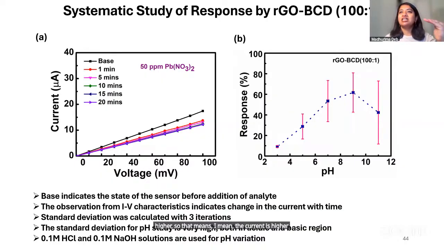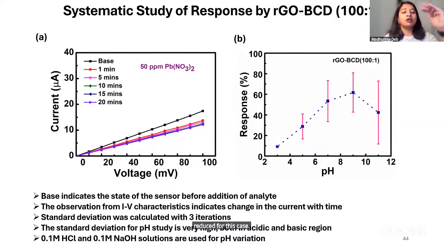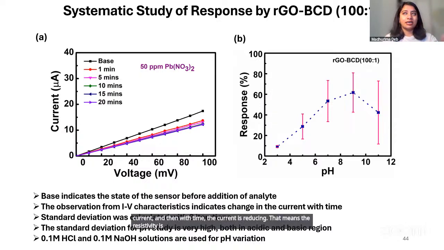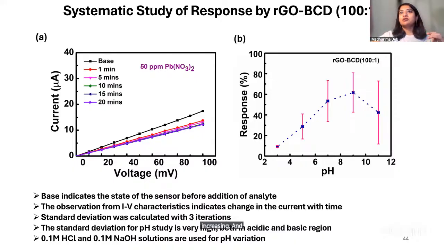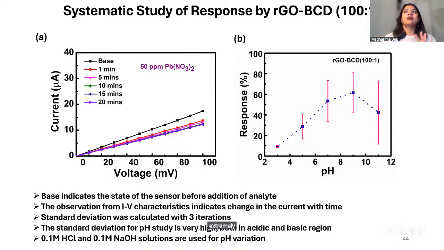That means the resistivity has been reduced for this case. The current is lower. The 10 is the base current, and then with time, the current is reducing. That means the resistivity is increasing. And with this response also, you can see that with pH, though the standard deviation is extremely high in our case, it follows a certain trajectory where it is starting with 20% and then goes to 40%.